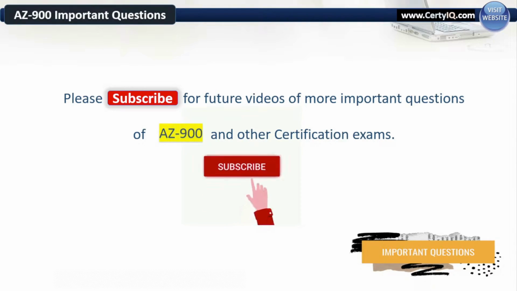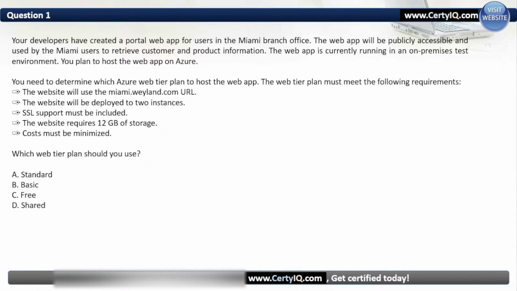To the questions. Question 1. Your developers have created a portal web app for users in the Miami branch office. The web app will be publicly accessible and used by the Miami users to retrieve customer and product information. The web app is currently running in an on-premises test environment. You plan to host the web app on Azure.